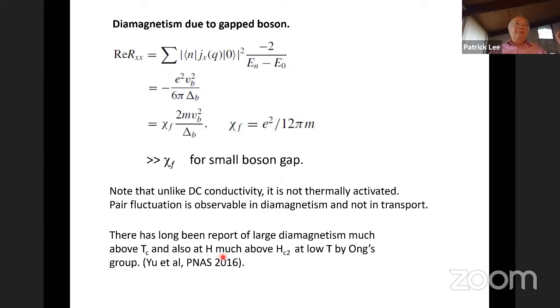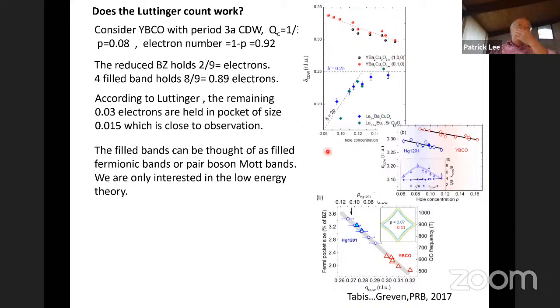Okay, so now the question is, does Luttinger's theorem work in this picture? Well, this is an interesting exercise. Let's consider YBCO. And Luttinger's theorem, of course, works only for commensurate region, but YBCO, fortunately, gets to be very close to one-third. So let's assume 3a charge density wave. And from this, we know that the hole concentration is about 8%, okay? So that means that the electron number for Luttinger count is 1 minus p, which is 0.92.